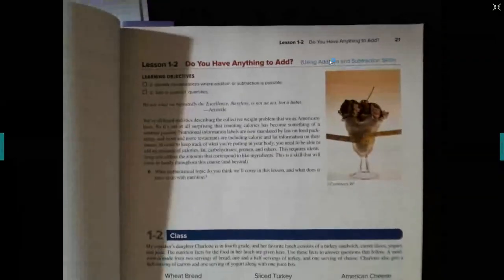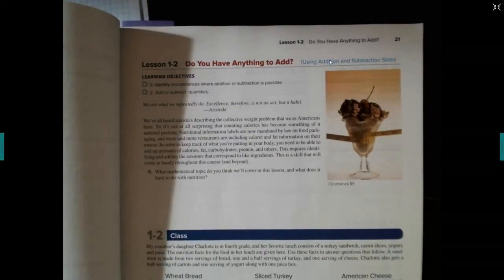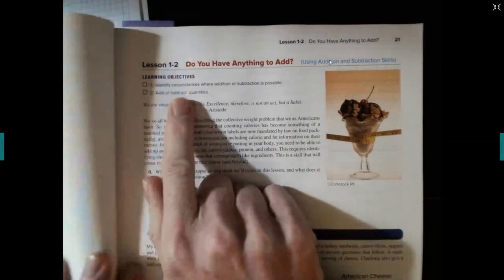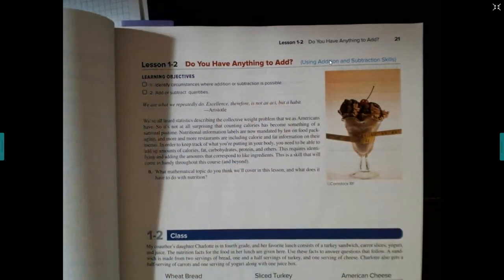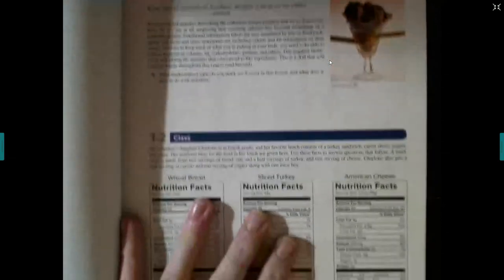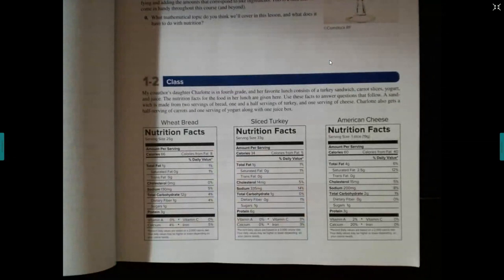All right, now it says, do you have anything to add? Now, when we're talking about do you have anything to add, it's basically adding like terms. All right. Now, the objective says identifying circumstances where addition and subtraction is possible. So it's adding and subtracting like quantities. Okay. So when we think about this, we do this regularly. We go ahead and add things like, I don't know, let's say calories.